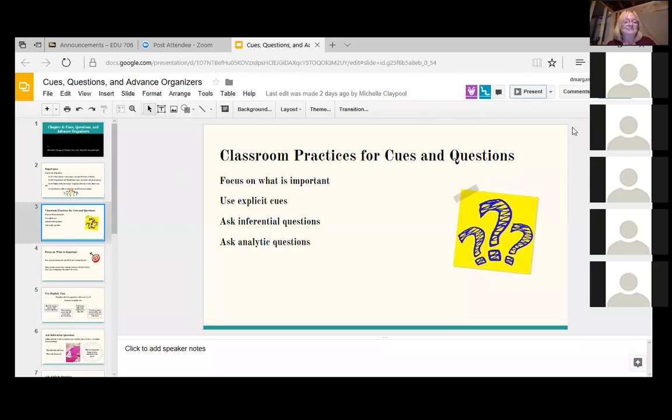So the chapter gives four kinds of practices for cues and questions, which are two of the three topics in this chapter. Focus on what is important, use explicit cues, ask inferential questions, and ask analytic questions. So I'll talk about each of those. If you can go to the next one, we'll look at focusing on what is important.